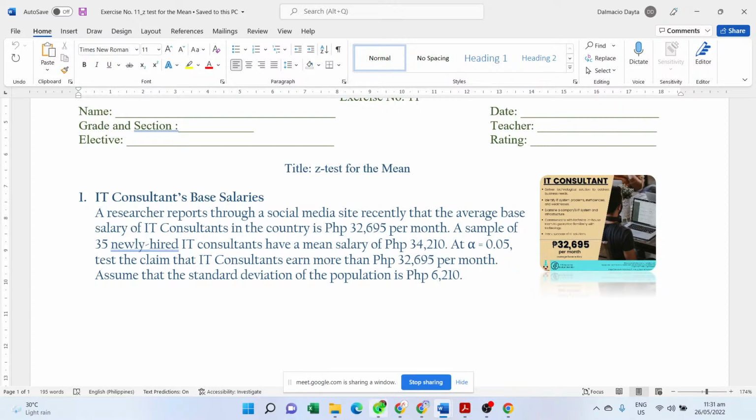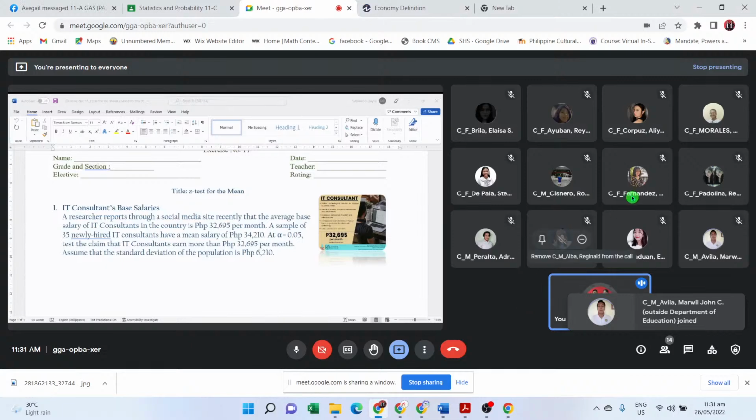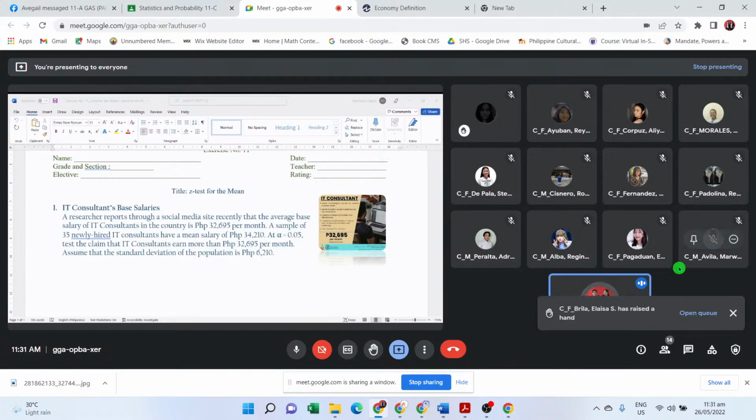Basa lang ng problem. I would like to hear from someone. Sige nga, pakibasa nga ng problem. Volunteer muna tayo. Basa lang ng problem, please. Sino ba dito? Wala nagvo-volunteer. Ako daw tawag. Ayan, sige. Brilla, please. Please read the problem.